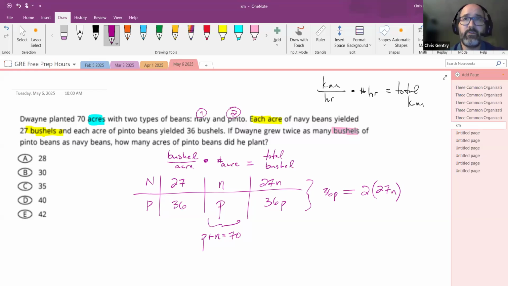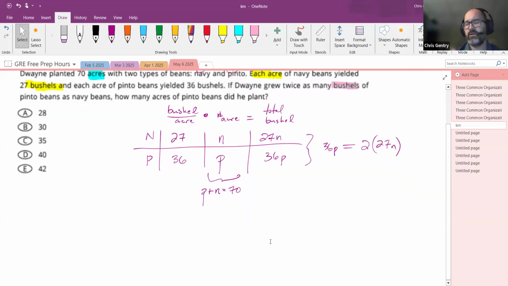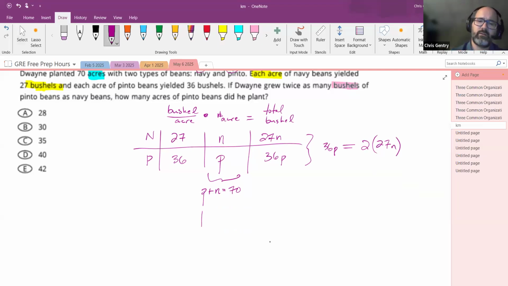Now we have 2 equations, 2 variables. It is an algebra problem now. One of the most common suggestions I hear from students when we get down to this level is to solve for one of the variables in this equation, p equals 70 minus n, and substitute that in right there. And that's valid. There's nothing wrong with that. But it's not what I would recommend yet.